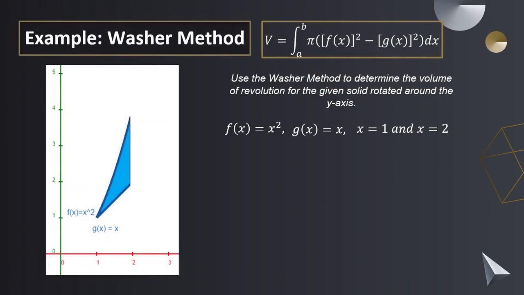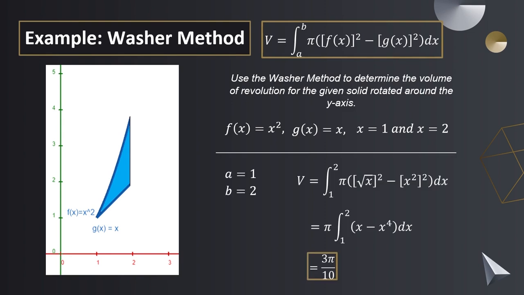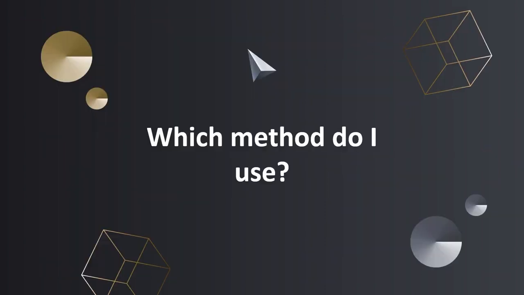So if we use that with an example here, we have f of x equals x squared, g of x equals x, and then x equals 1 and x equals 2. So we use the same kind of process we did before, plugging in our values into the equation we've derived, and then we get 3 pi tenths.